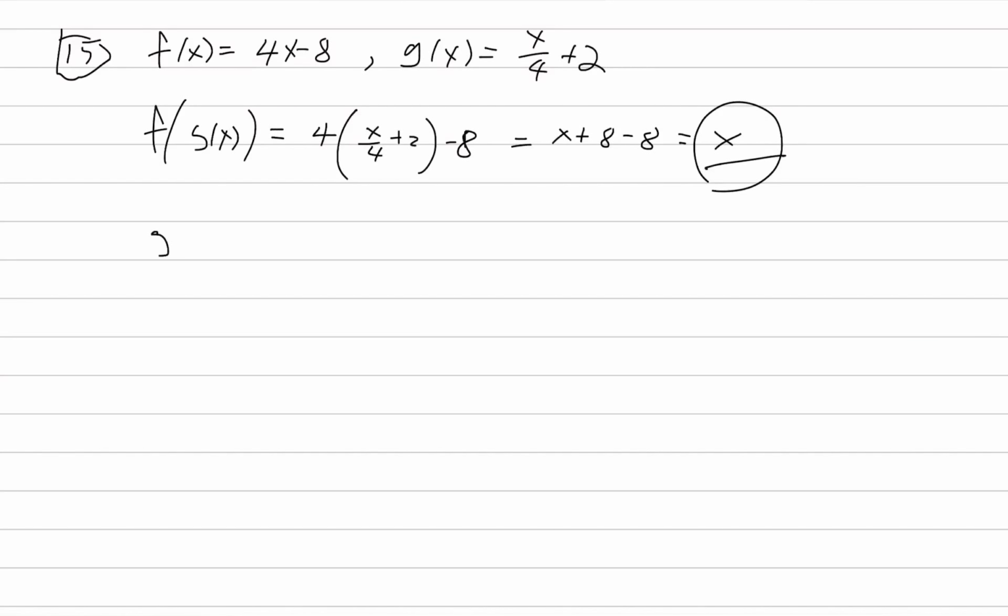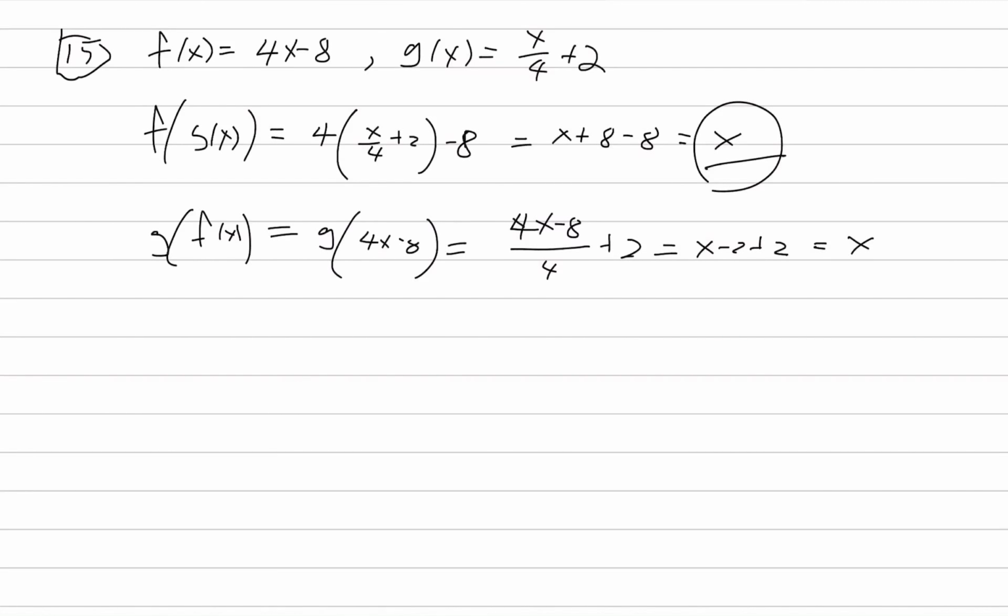Find g of f of x. Which is x over 4 plus 2. G of f of x, f of x is 4x minus 8. So this is the input now. So 4x minus 8 over 4 plus 2, which is x minus 2 plus 2, also x. Okay. And no value should be excluded again.